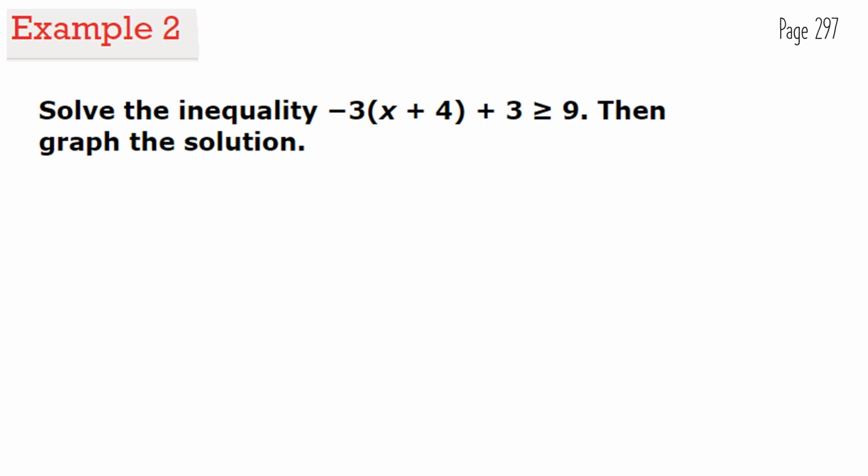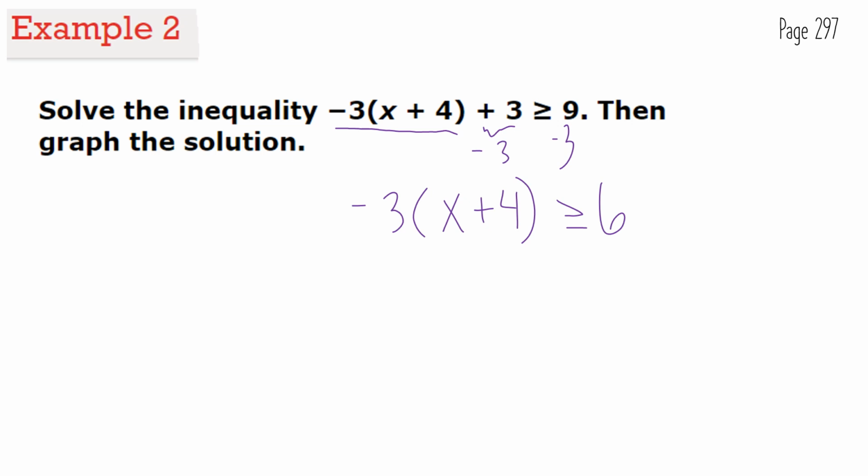Next, solve the inequality. Negative 3 times x plus 4 plus 3 is greater than or equal to 9. Then graph the solution. So notice here, we're going to use the distributive property to simplify it, but there's this plus 3 just hanging out. So since it's not being multiplied by anything, I'm just going to subtract it from both sides. So negative 3 times x plus 4 is greater than or equal to 6.